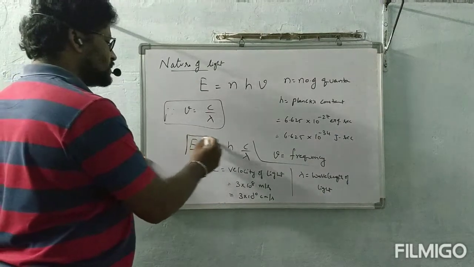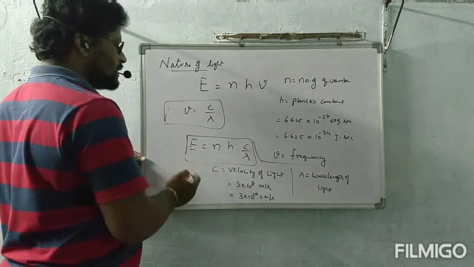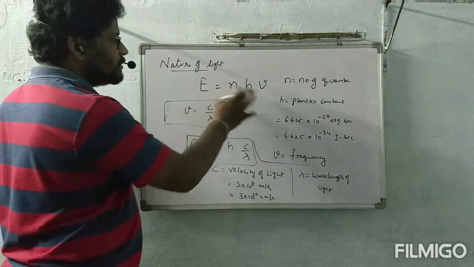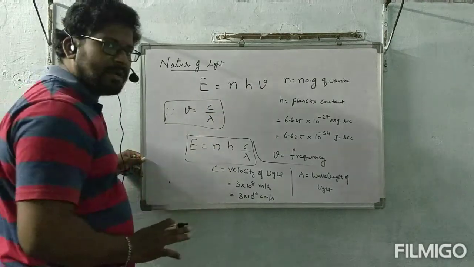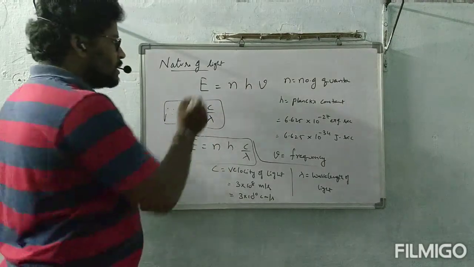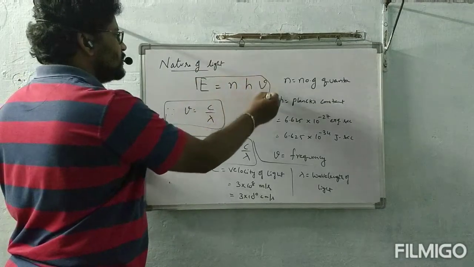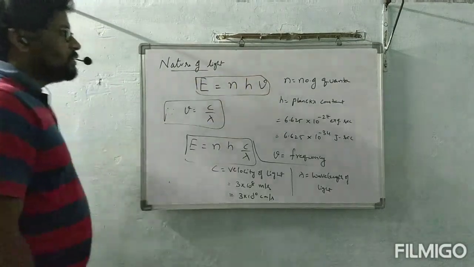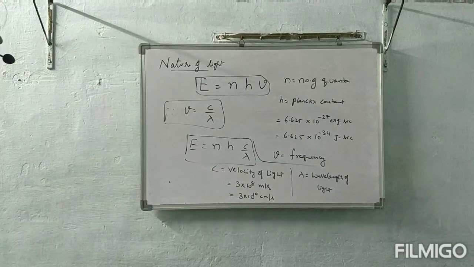Sometimes they will not mention N. At that condition, we simply take E is equal to h nu, E is equal to h C by lambda. Please remember, these formulae are highly useful for doing the problems. E is equal to h nu, E is equal to h C by lambda.